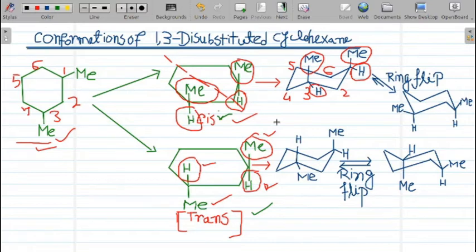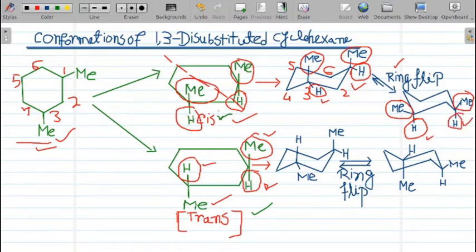And then a ring flip will occur, and through the ring flip, these two methyl groups will be placed at the equatorial position. That is, here you can see that the two methyl groups are present at the equatorial position, and the two hydrogen atoms are placed at the axial position, whereas in the earlier conformation the two hydrogen atoms were at the equatorial position, but through the ring flip, they are placed at the axial position.